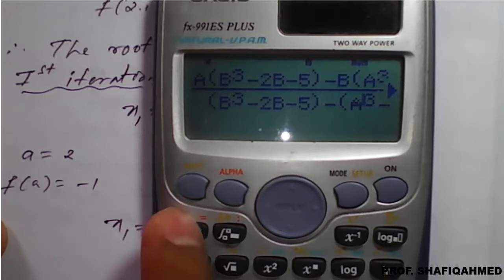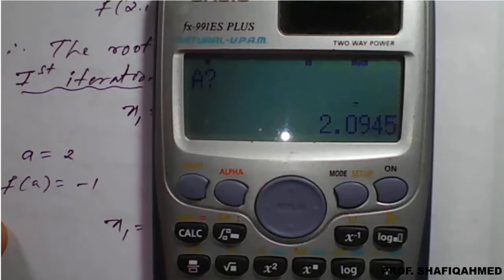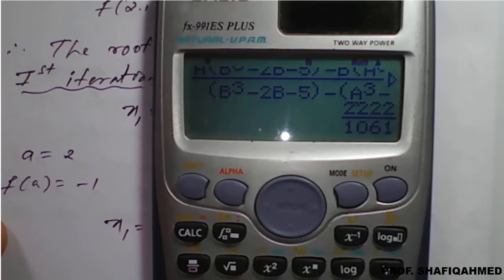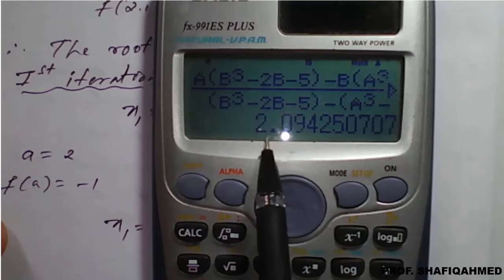Just I will apply, go for the calc option. So when a is 2 and b is 2.1, what answer will we get? So automatically it will calculate. So we got this fraction. Put the SD button. So what will we get here?